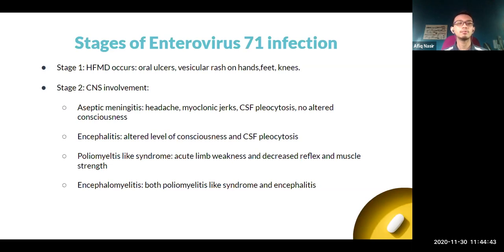Or the patient will come with poliomyelitis-like syndrome. And as the name suggests, poliomyelitis, the patient will come with acute limb weakness and decreased reflex and muscle strength. Or the patient can also come with encephalomyelitis, which shows both poliomyelitis-like syndrome and encephalitis.